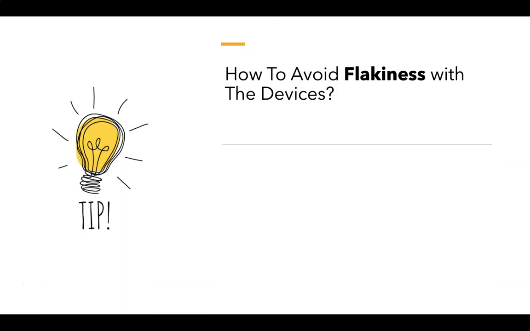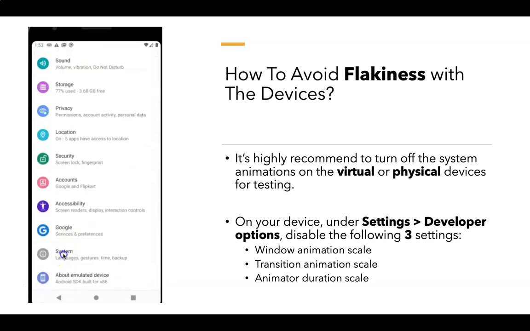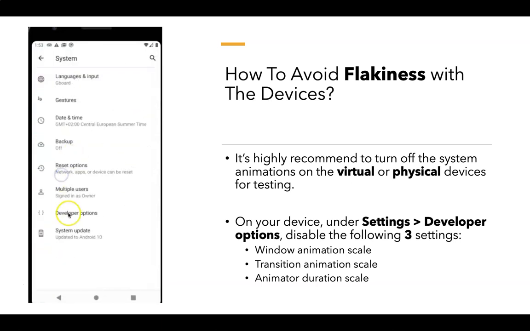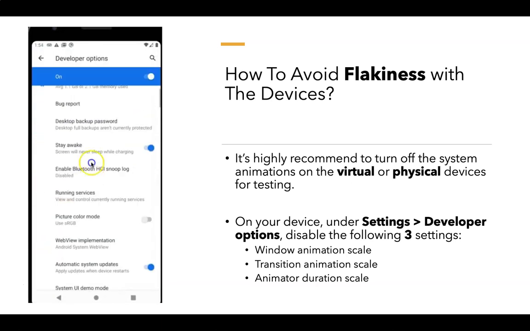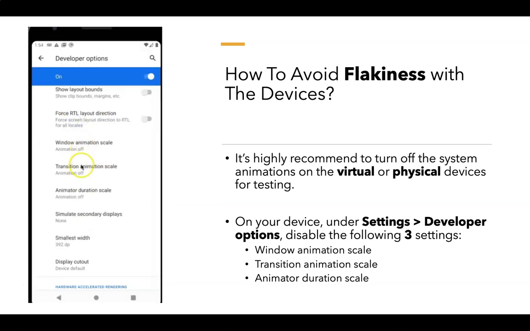To avoid flakiness with the devices, especially emulators, it's highly recommended to turn off the system animations on the virtual or physical devices for testing. And to do that, just open your device, emulator or physical device, under Settings, open the developer options and disable the following 3 settings: Window Animation Scale, Transition Animation Scale, and Animator Duration Scale.